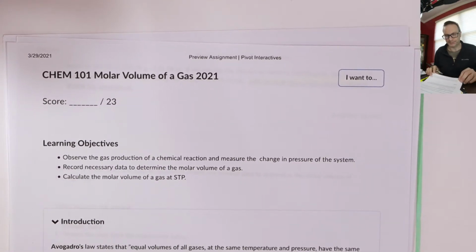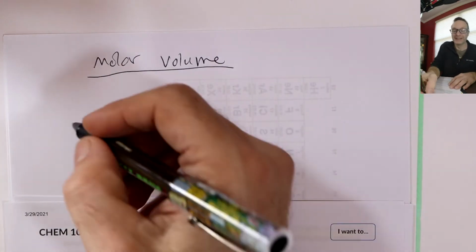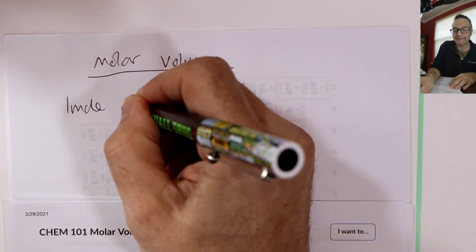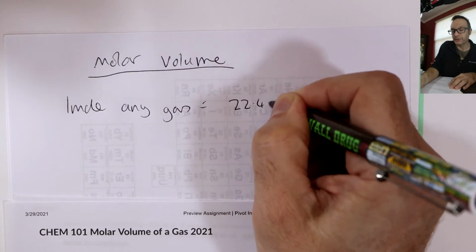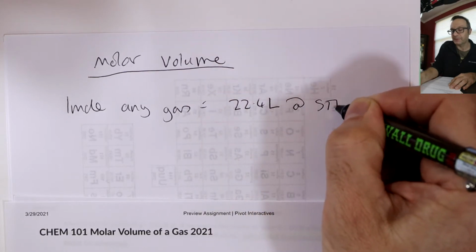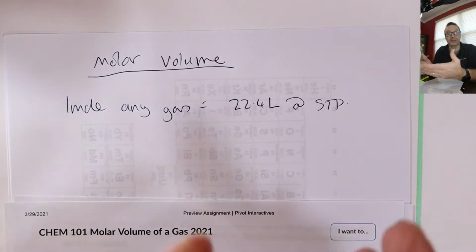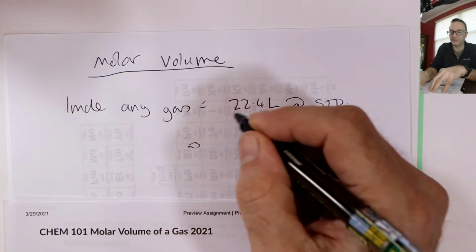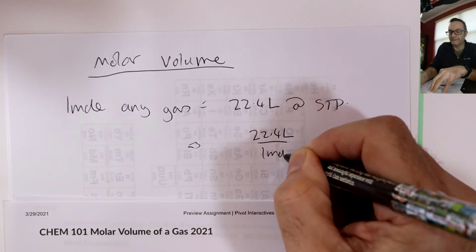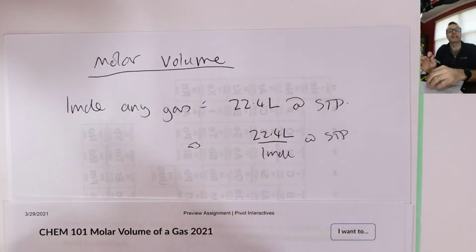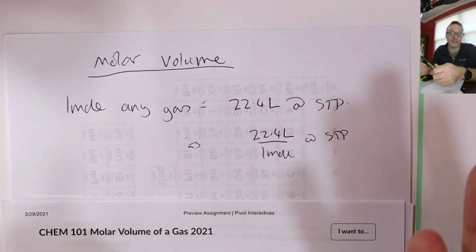So, obviously what we're going to do is find the molar volume. Let's just remind ourselves what that is. Remember, 1 mole of any gas equals 22.4 liters at standard temperature and pressure. So it's really a conversion factor. It's how many liters in a mole, 22.4 liters over 1 mole at standard temperature and pressure. Standard temperature is 0 degrees C, 273 Kelvin, and pressure is 1 atmosphere.